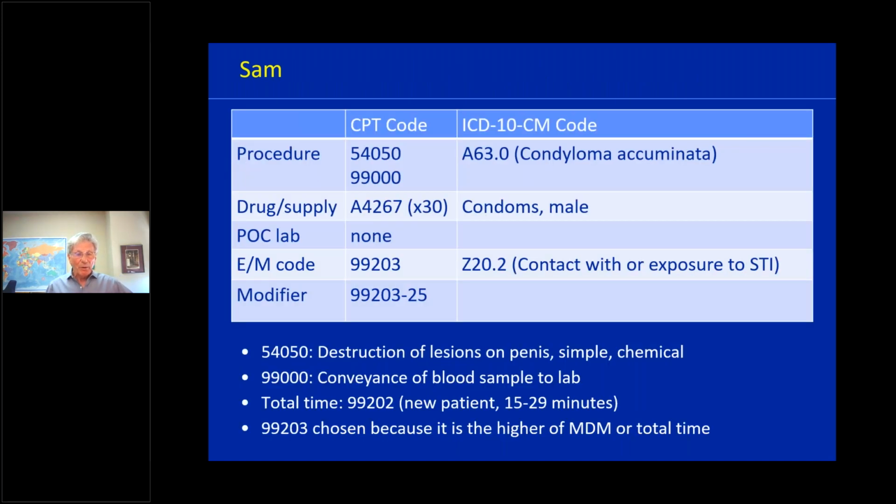Okay, so how are we going to bill Sam's visit? Well, the first is 54054, and that's for treating his warts. And by the way, that CPT code is defined as destruction of lesions on the penis, simple, which means that there were 14 warts or less, and it was done with a chemical. So if it was done with podophyllin, if it's done with trichloroacetic acid, 80%, then we use that CPT code. And that code, by the way, is a Family PACT benefit. The reason we did that was because of a diagnosis of B63.0, which is condylomata acuminata.